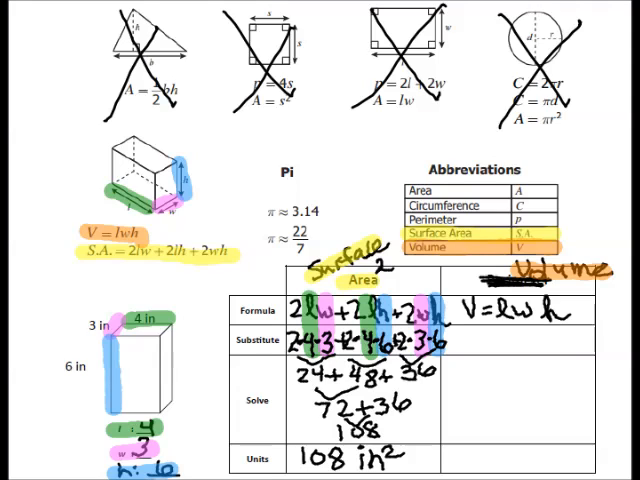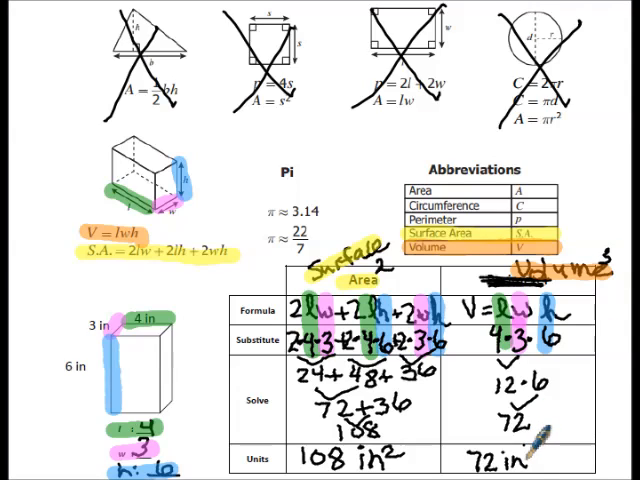If I want to find the volume of a rectangular prism, volume equals length times width times height, and we are going to put 4 in for the length, 3 in for the width, and 6 in for the height. So 4 times 3 times 6: 4 times 3 is 12, and 12 times 6 is 72. So we have a volume equal to 72 inches cubed.